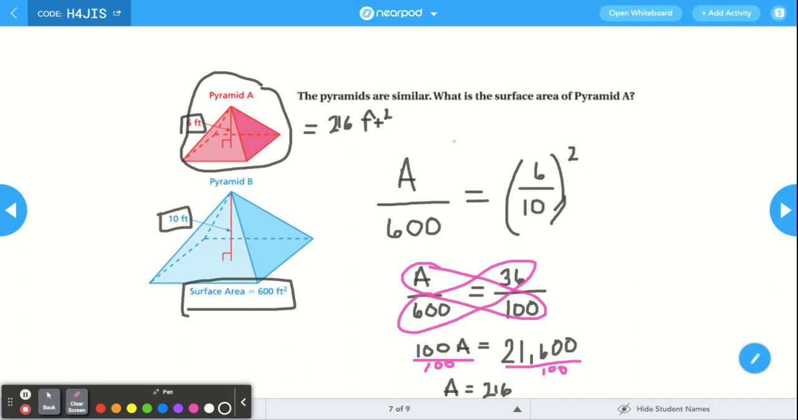Now, one way that I could check to make sure that I got something reasonable and close to being right is I knew my answer had to be smaller than pyramid B's surface area, because pyramid B is a larger pyramid. So the surface area should be less than 600 square feet.